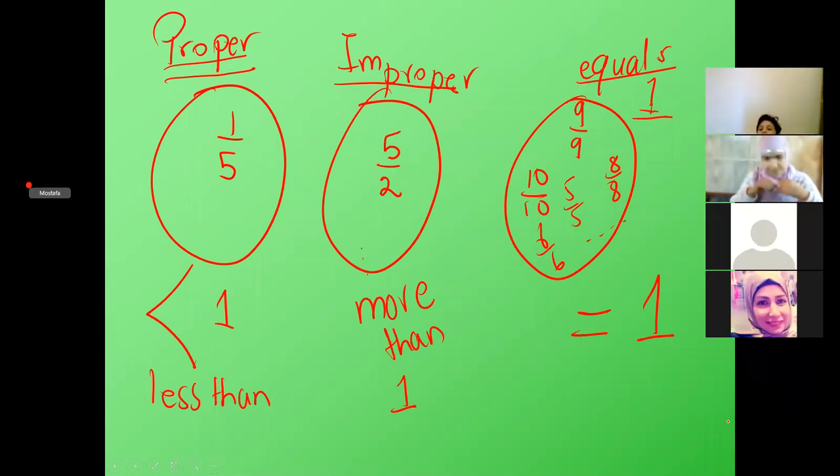When the numerator is bigger than the denominator. Bravo. So they are more than 1. Excellent, Ayman.